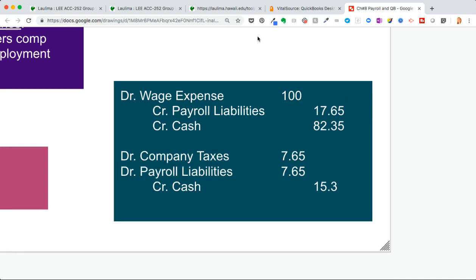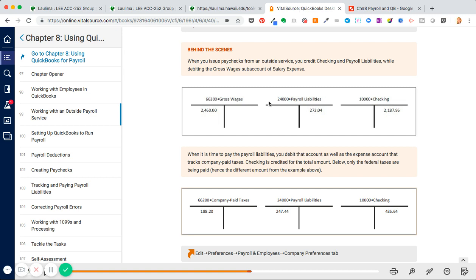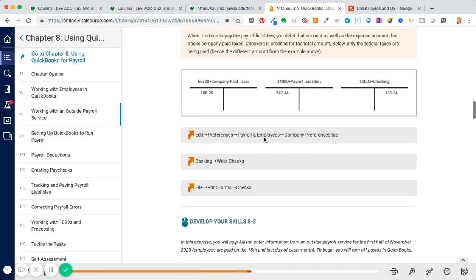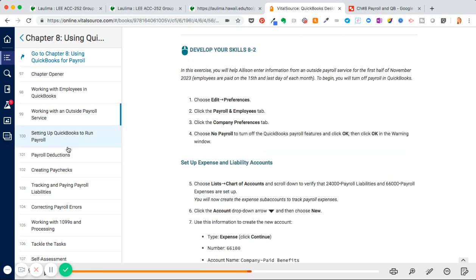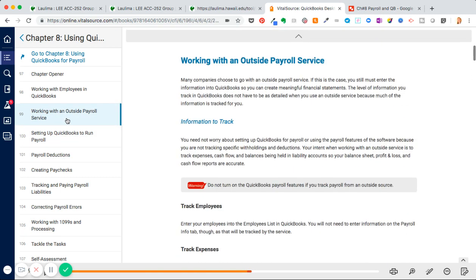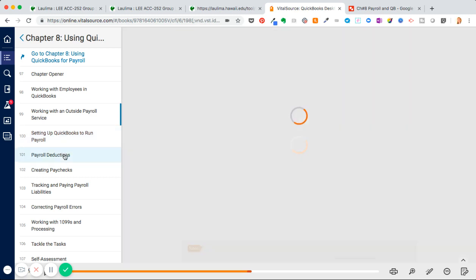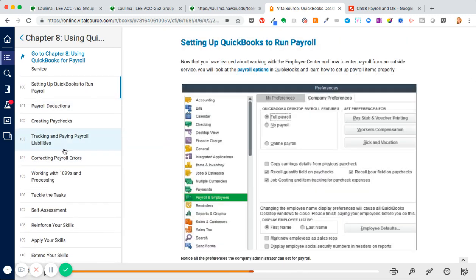Okay, so that's all, just doing an overview. I hope that really helps and makes sense when you're going through these two options. The outside payroll service is keeping track of the detail in this one. And so you're just recording in QuickBooks to match the overall accounts. And then when you set up QuickBooks to run payroll, you're going to be recording everything at a much more detailed level.